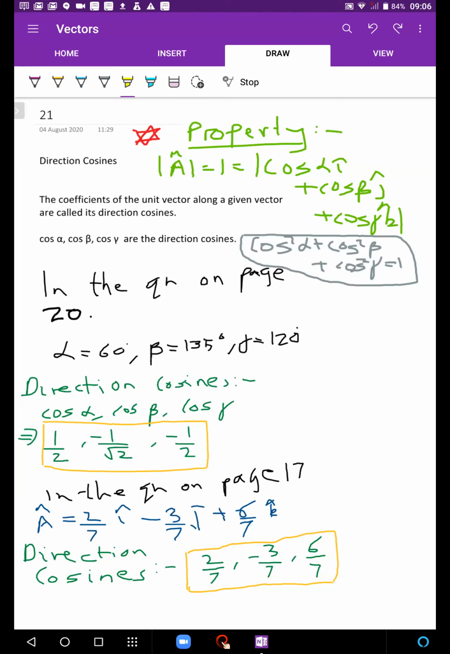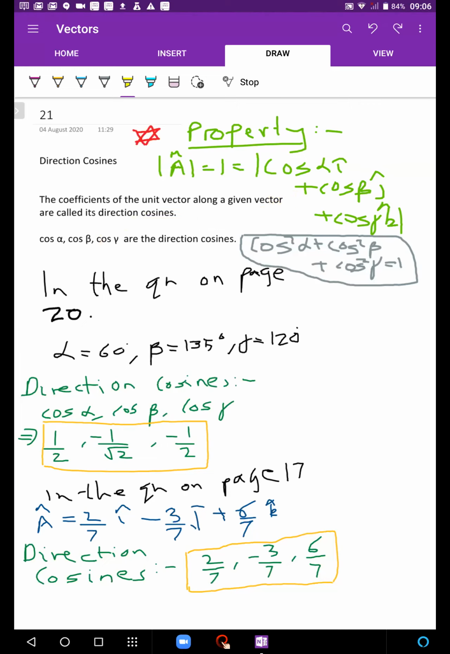This angle is 30, so the first one has no sign, direction cosine. That's it. There is no sign in it. Direction cosines are cos alpha, cos beta, cos gamma. And this has a significance. This appears in that unit vector formula.